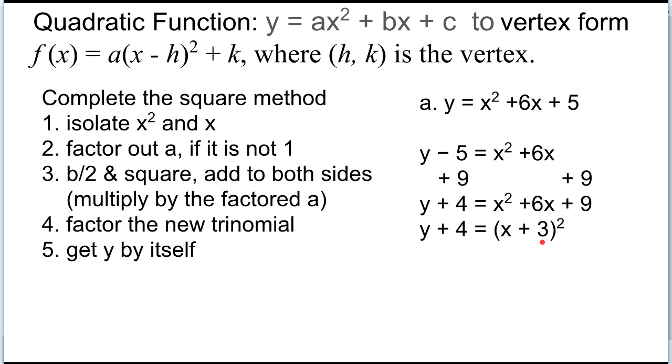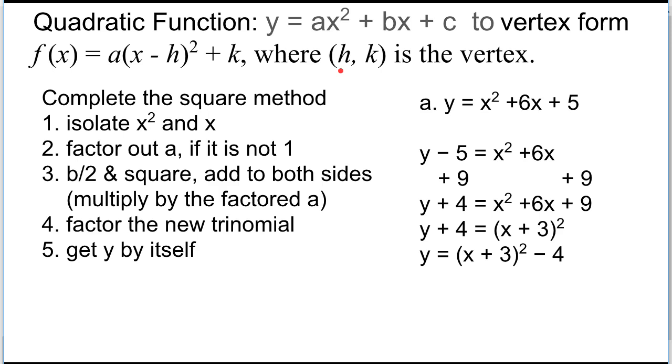It's x plus 3 times x plus 3, which is x plus 3 squared. And now all I've got to do is subtract the 4 on both sides. And then I've got it written in vertex form. Okay, so now that we've got it in vertex form, it's nice. The nice thing about it is the vertex is staring us right in the face. And we've already found it for this one.